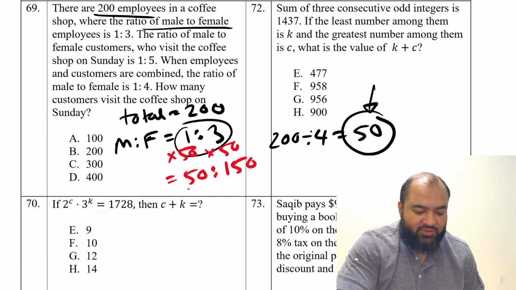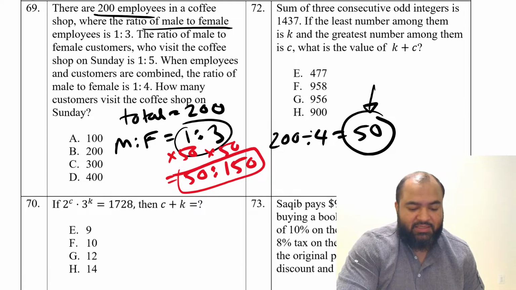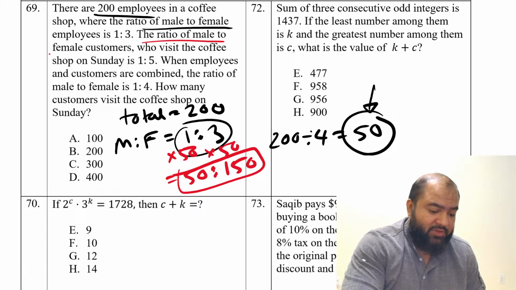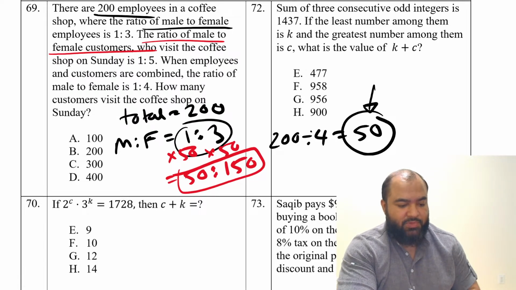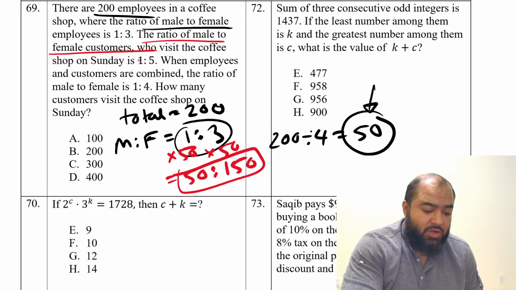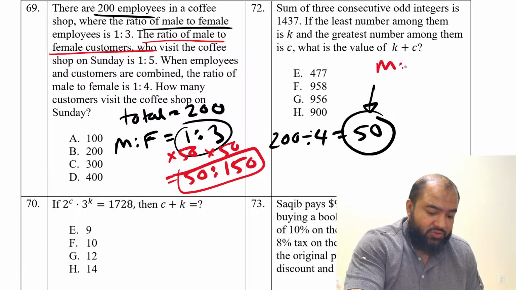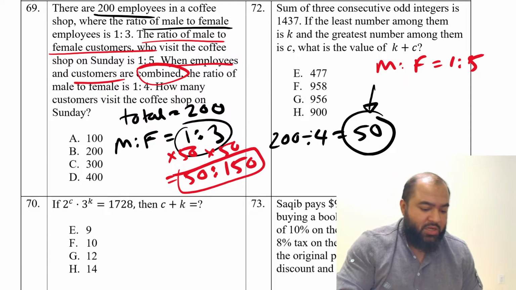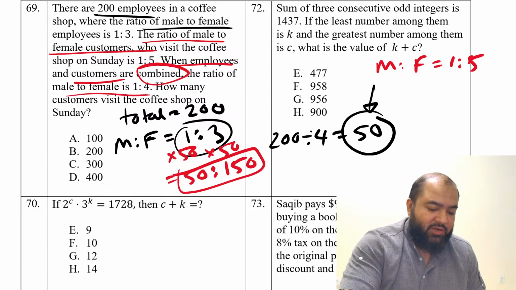All right. Okay, so 50 to 150, that's the male, female. Now, let's go to the next part of the line. The ratio of the male to female customers, okay, they're customers, is 1 to 5. So male to female is 1 to 5. It's the customers. Now, when employees and customers are combined, when you put them together, the ratio of male to female will be 1 to 4.